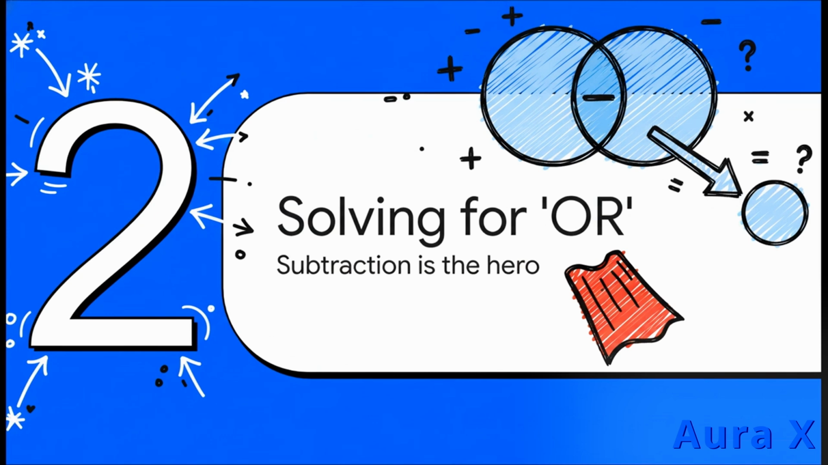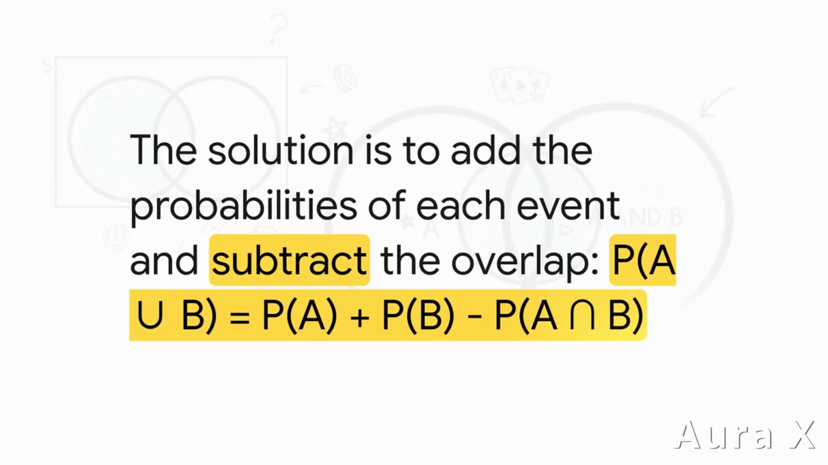So how do we fix this mess? Well, the hero of our story is a simple but incredibly powerful tool: subtraction. We need a proper rule that actually accounts for that overlap. And here it is in all its glory, the general addition rule. It says the probability of event A or event B happening is the probability of A plus the probability of B minus the probability of both A and B happening. That little minus sign at the end, that is everything. It's the whole correction for our double counting problem.